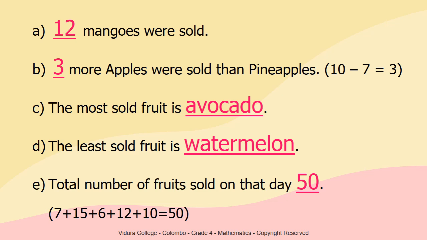See, the most sold fruit is avocado. The least sold fruit is watermelon. Last one, total number of fruits sold on that day, 50. That you can find by adding all the numbers together. Okay, children?